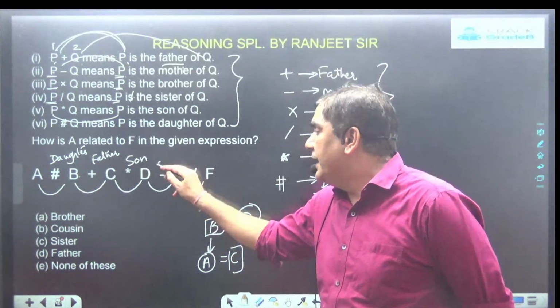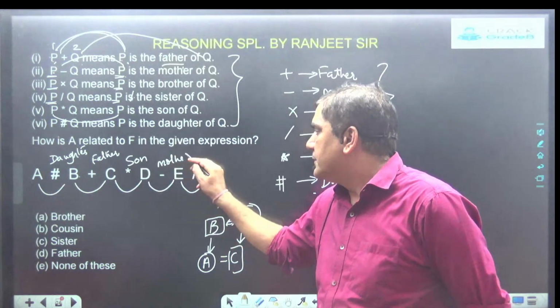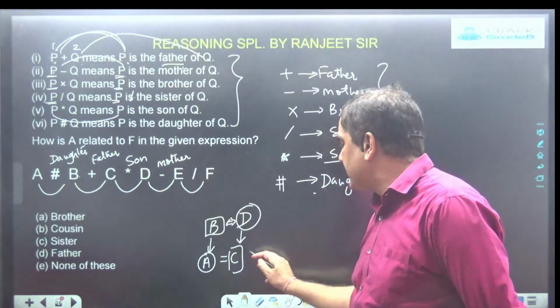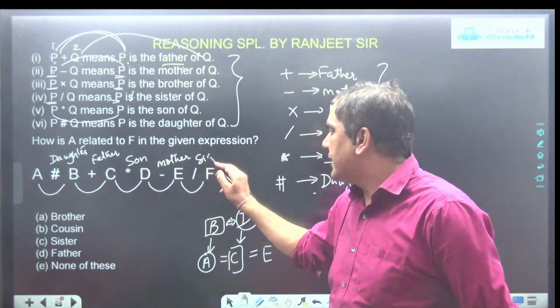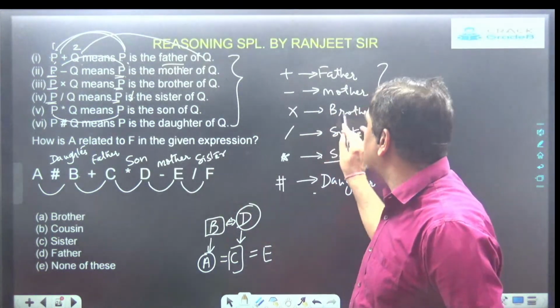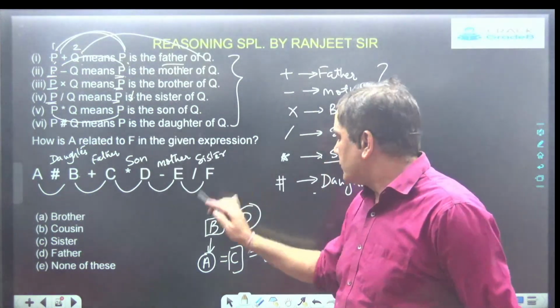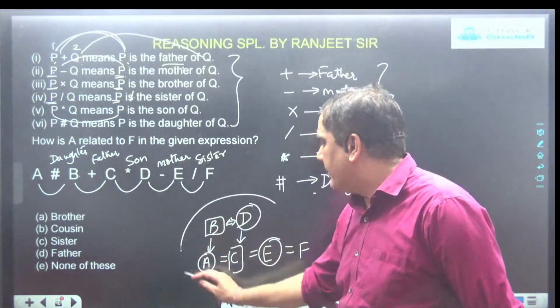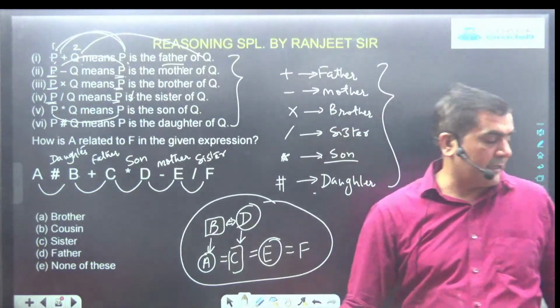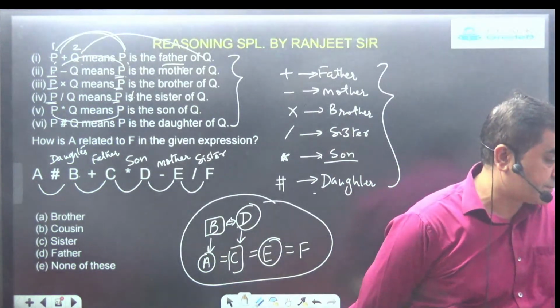Next one, D is the mother of F. Sorry, D is the mother of E. So D is the mother of E. And the last one, this symbol stands for sister. E is the sister of F. So E is the sister of F. And here comes my family tree.